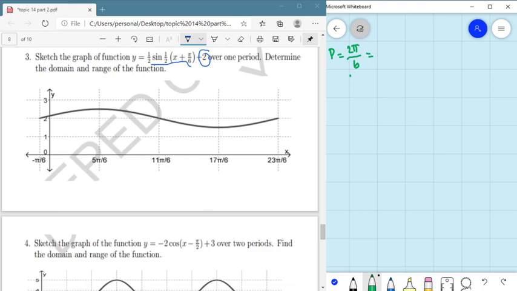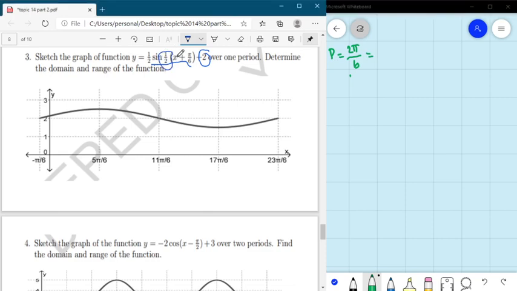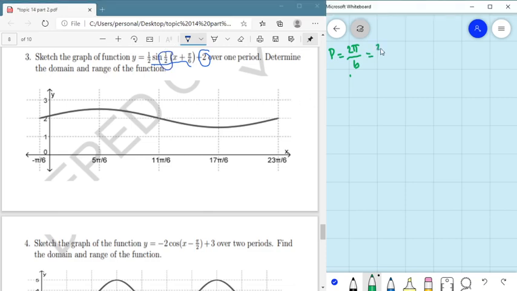And since our b here is 1/2, we can replace the b with 1/2. So 2 pi over 1/2 is equal to 2 pi multiplied by 2 over 1, or 4 pi. Okay?